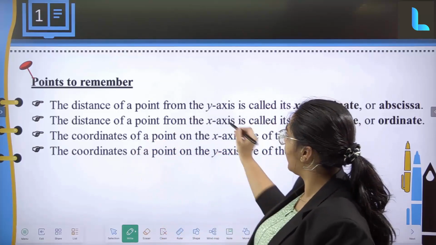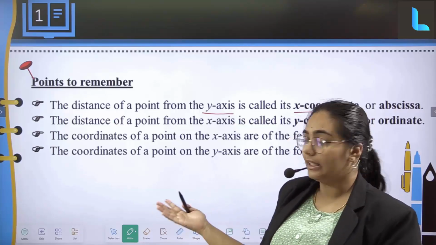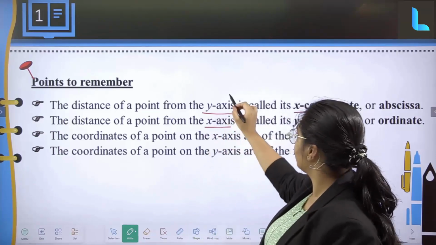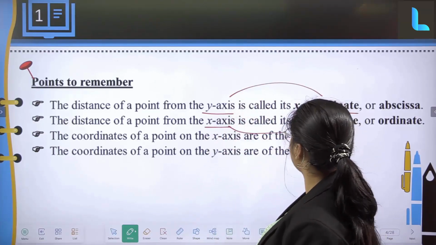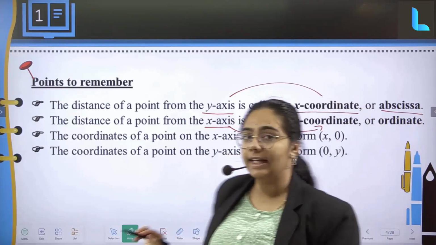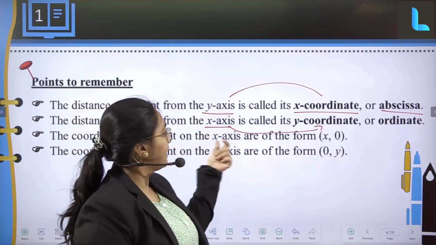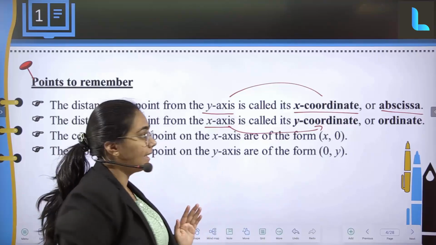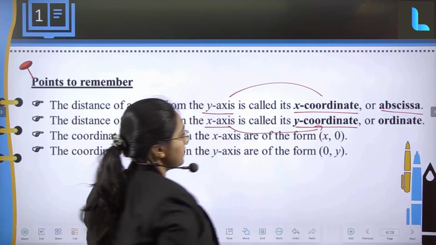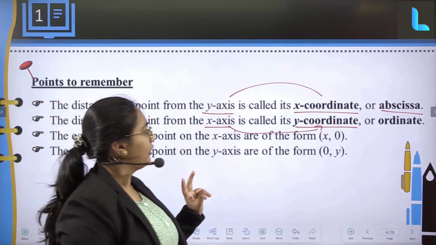The distance of a point from the y axis is called the x coordinate, or abscissa. By now, after completing the actual classes, you have to be aware of it. The y axis is called the x ordinate and the x axis is called the y ordinate. Clear? The ordinate of the point on the x axis is of the form.